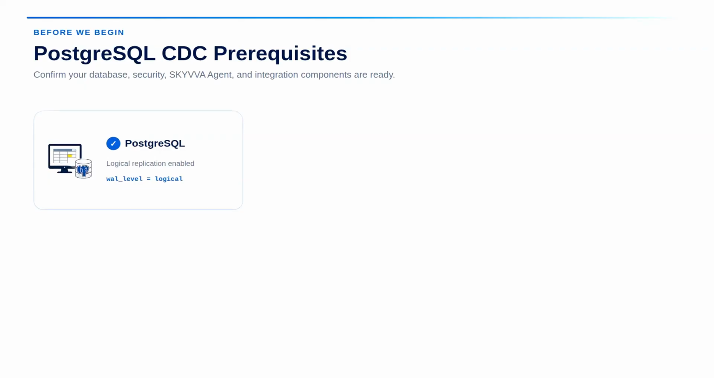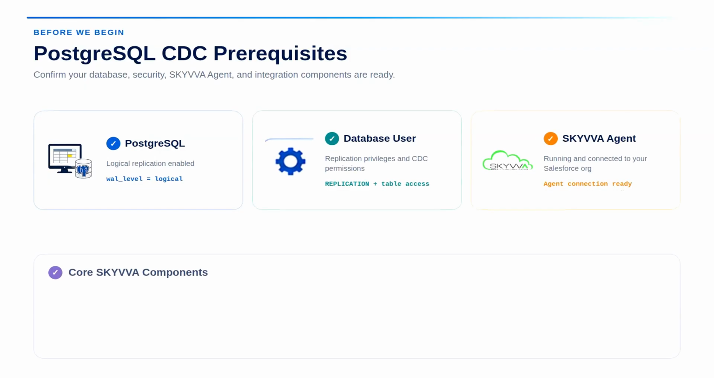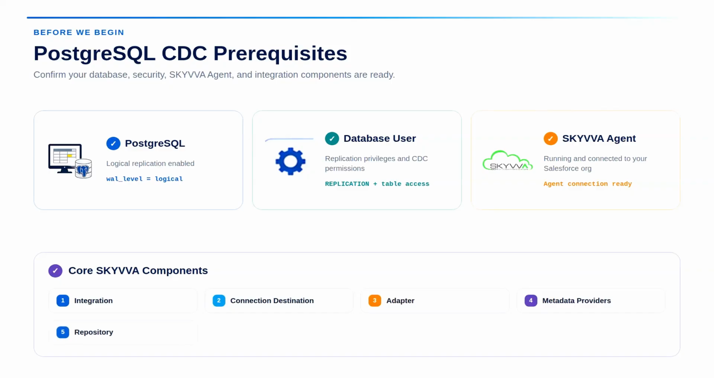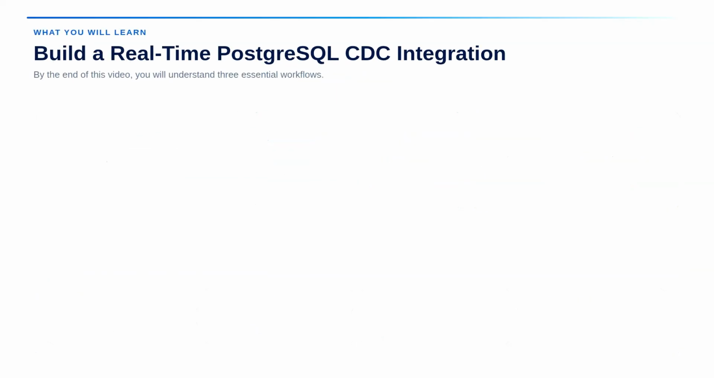You'll also need to confirm that your SKYVVA Agent is active, running, and connected to your Salesforce org. Finally, make sure all core SKYVVA components are prepared, including your integration, connection destination, adapter, metadata providers, repository, message type, and interface.